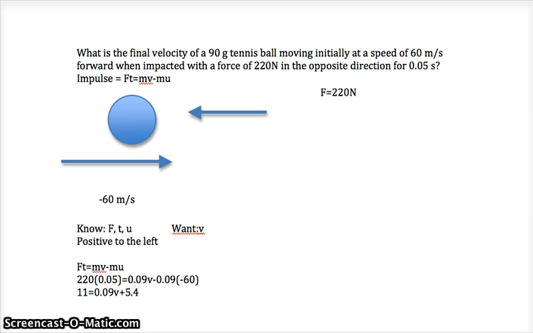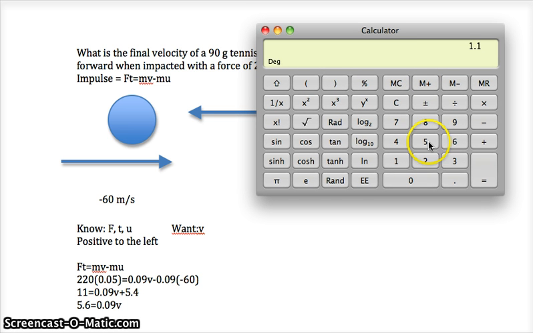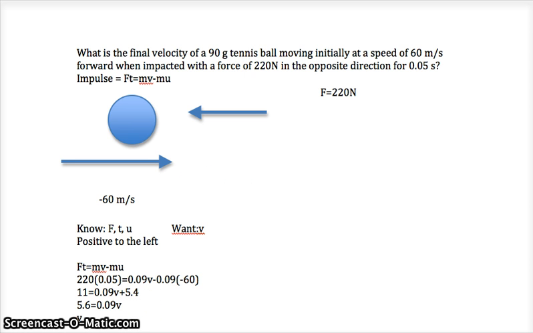And so if we move the 5.4 to the other side, that gives us 5.6 equals 0.09 v. And we want to divide both sides by 0.09. So we take 5.6 divided by 0.09, and we get a final speed of 62.2 meters per second, positive, and that's to the left, or in the direction of the force.